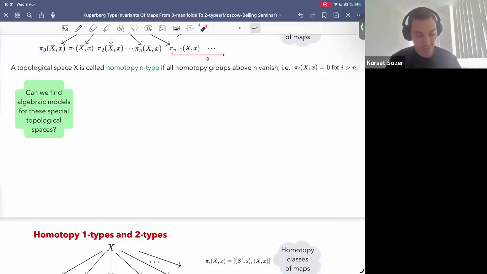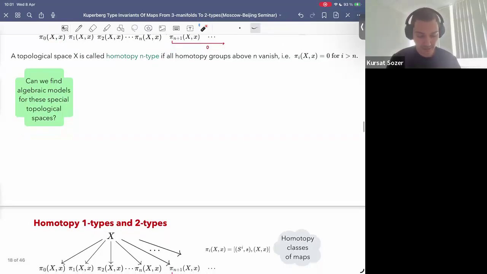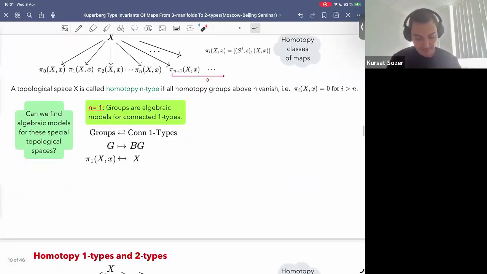And then the first step is, can we do this for the 0-types? So what does a 0-type mean? All homotopy groups in here are 0, and this thing is just the number of connected components. So for a connected 0-type, it's just a contractible space, nothing else, just a singleton. That easy. For 1-types, the statement is that groups are algebraic models for connected 1-types. So for 1-types, everything from now on is just 0. We have pi 0 and pi 1. And once we say connected, pi 0 is also a singleton. So we have only one group. And in fact, this group determines the homotopy type precisely.